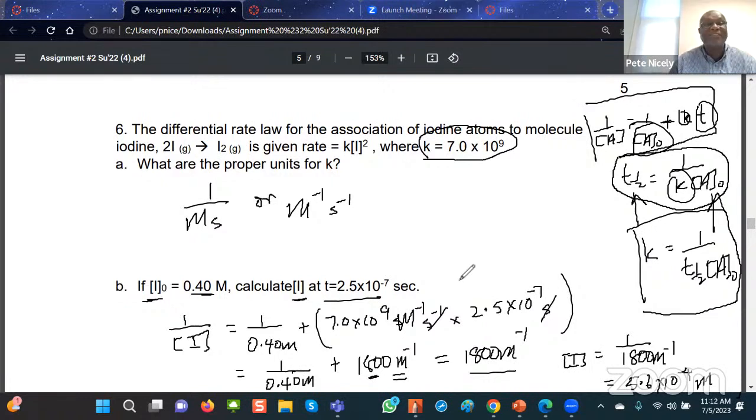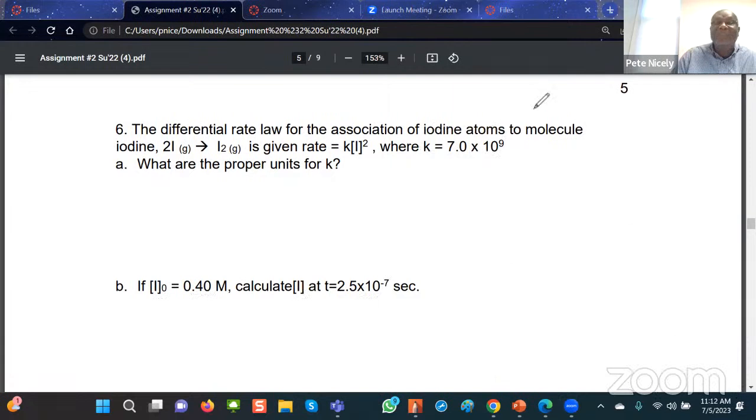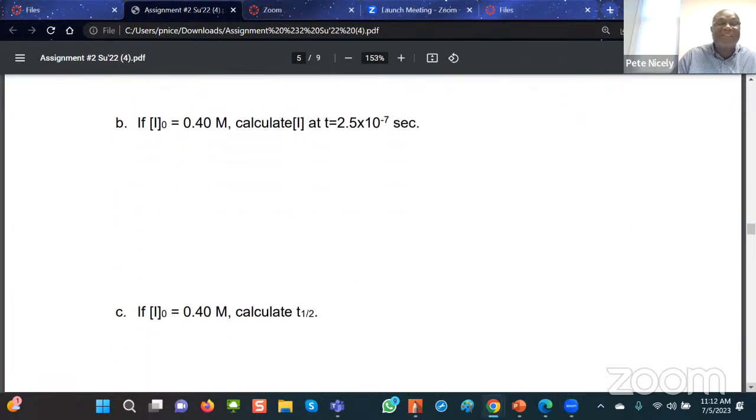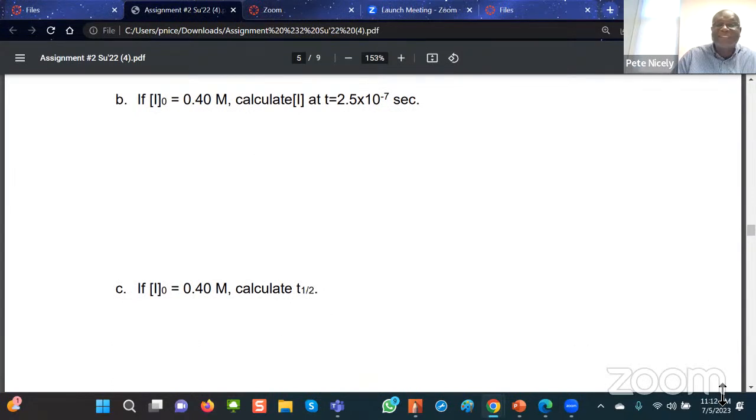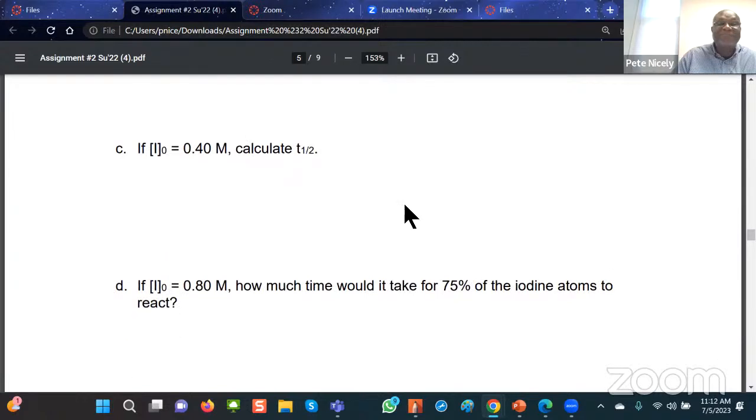Okay, any other questions about this one? Any other questions? Okay, so I take it it's okay for me to clear this, right? Going once, going twice. All right. So the next question has to do with the half-life. So how would you tackle this one?